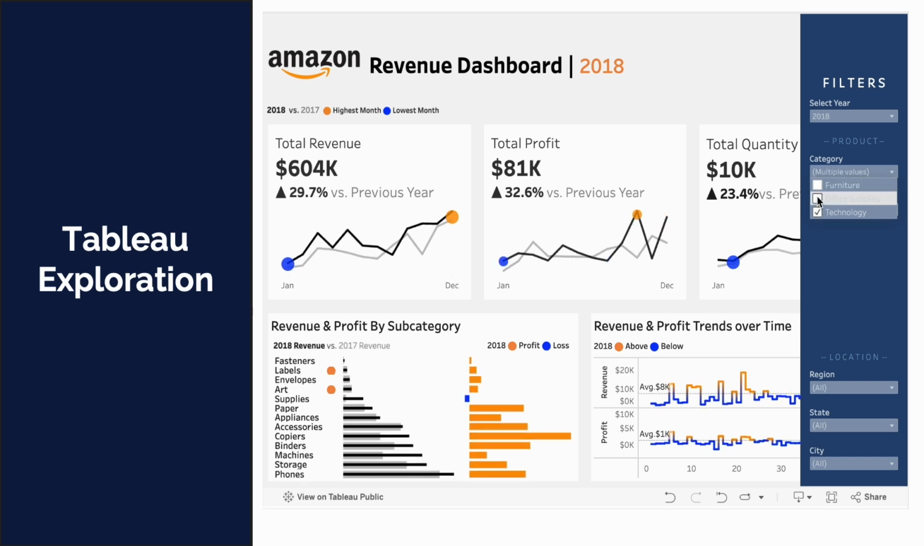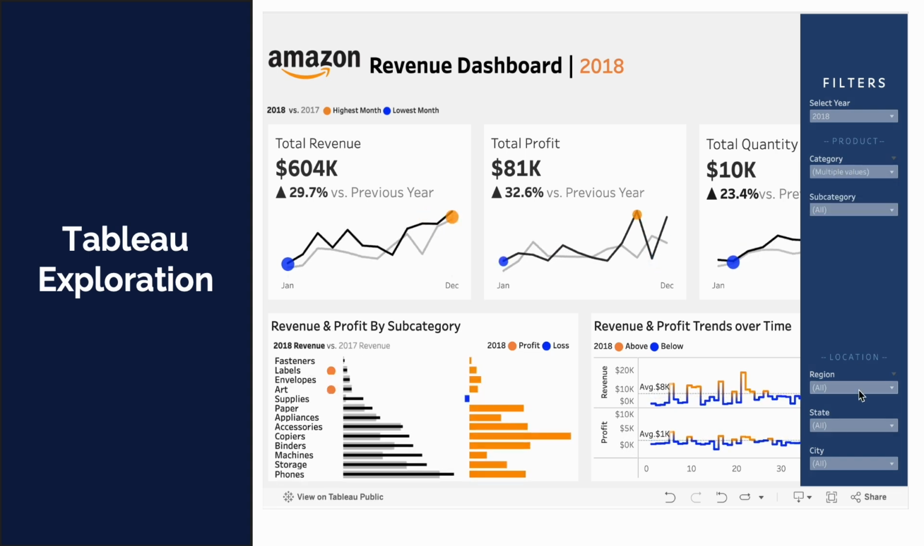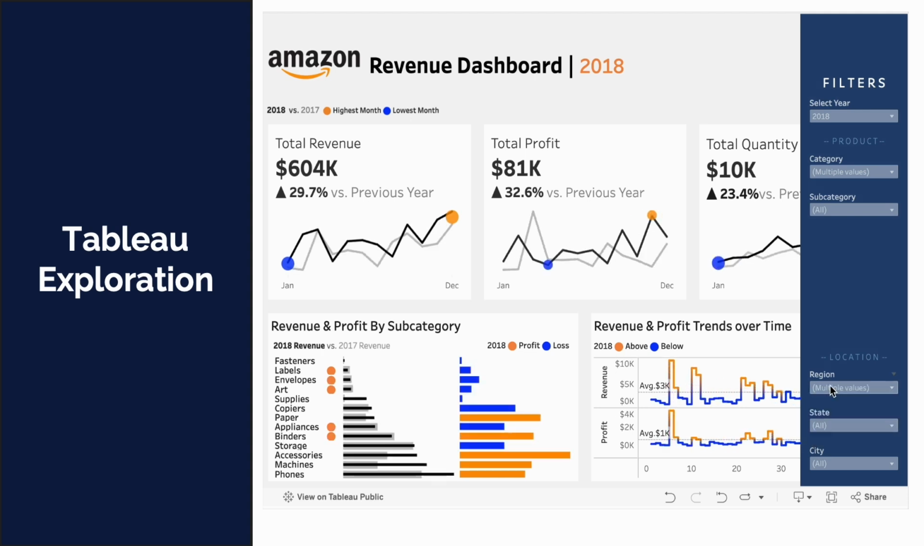We can also change the location based on regions, states, or cities. So by removing Central and East, we can see what it's like in the South and West. You can also get much more specific with city and states. This pretty much sums up how our Tableau dashboard works.